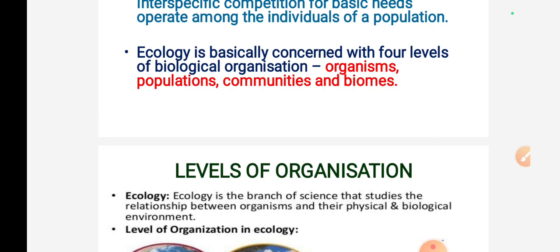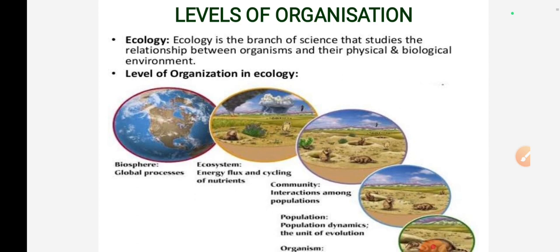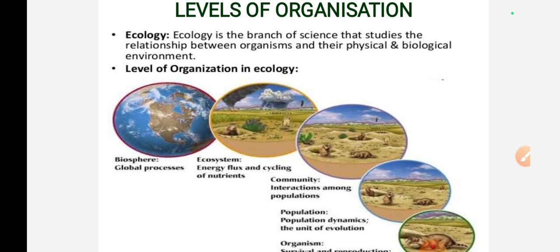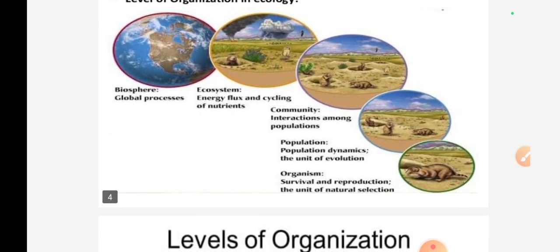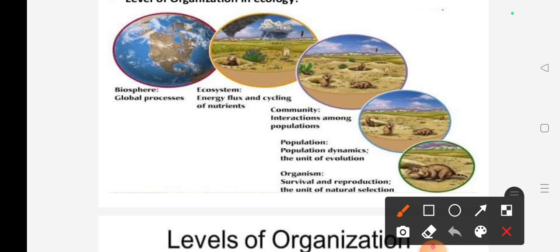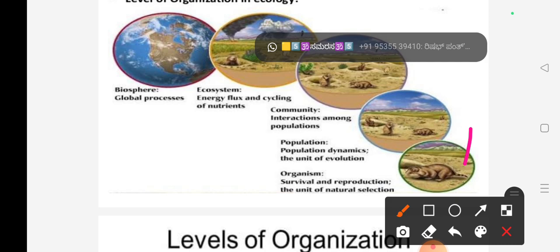Ecology is basically concerned with the four levels of biological organization: organisms, population, communities, and biomes. Then levels of organization. We already studied ecology. Ecology is the branch of science that studies the relationship between organisms and their physical and biological environment. Okay, then in levels of organization, the basic first level is organism, survival and reproduction, the unit of natural selection.